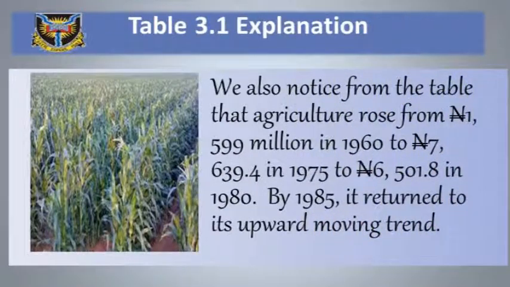We also notice from the table that agriculture rose from 1,599 million in 1960 to 7,639.4 million in 1975, then fell to 6,501.8 million in 1980. By 1985, it returned to its upward moving trend.